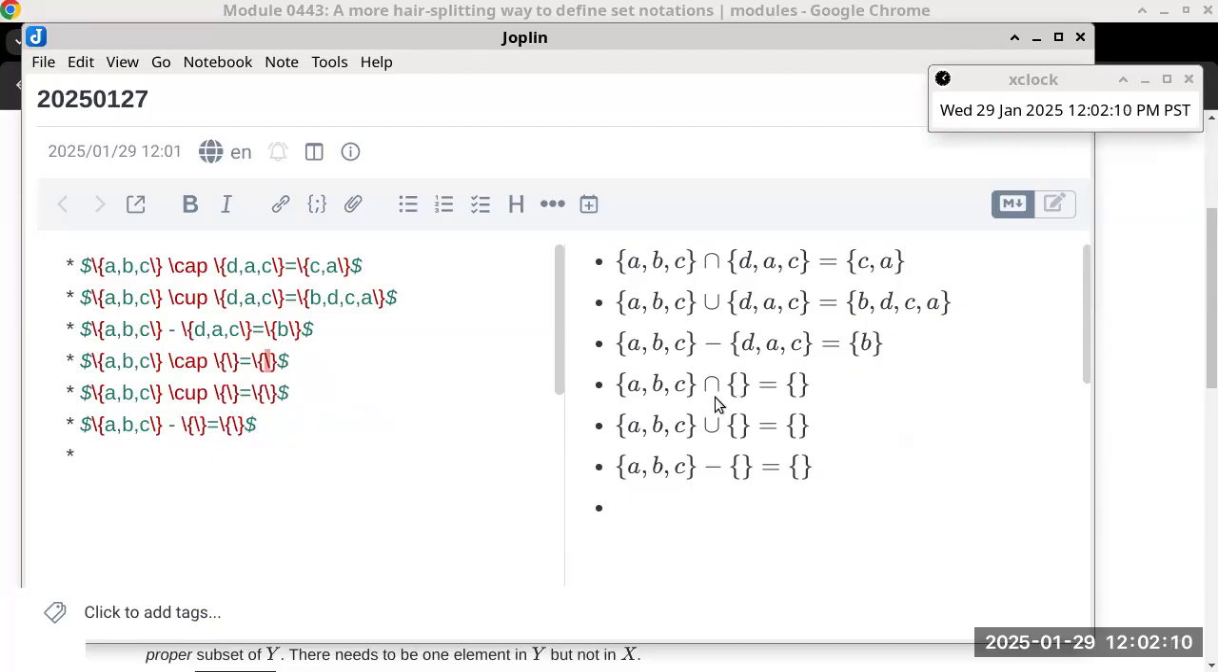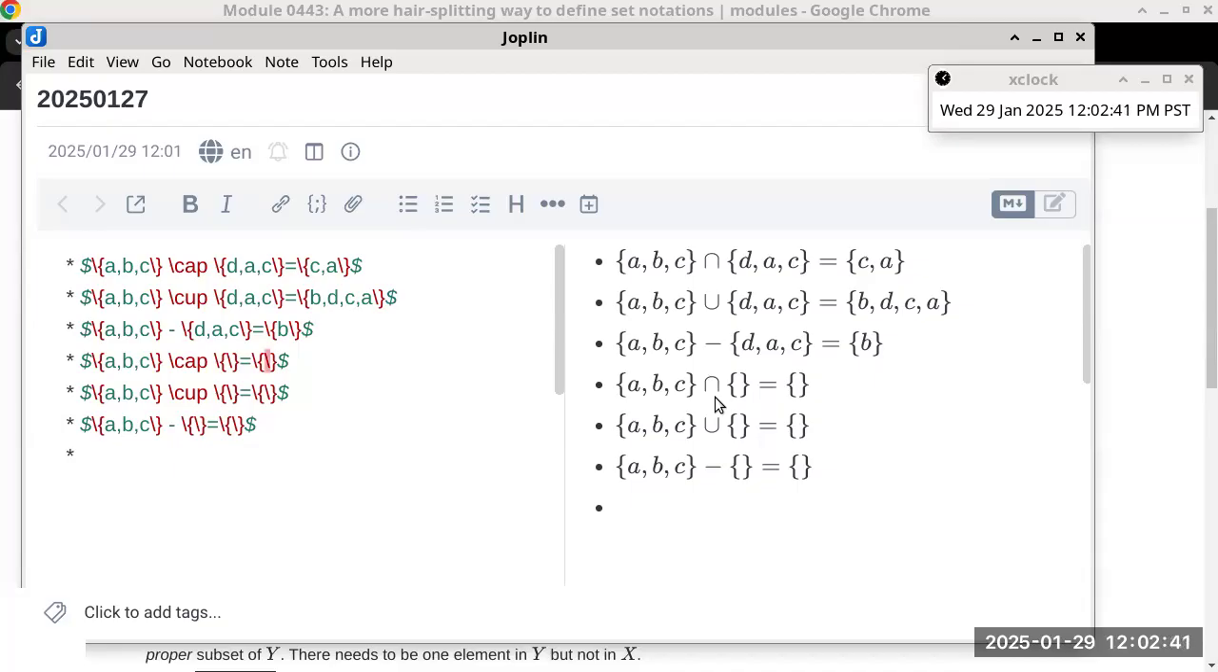What is this symbol representing? So what is the result of ABC as elements in a set intersecting with the empty set? It would be the empty set. In other words, I'm asking you what is common between a set that has A, B, and C in it and a set that has nothing in it. The answer is nothing.